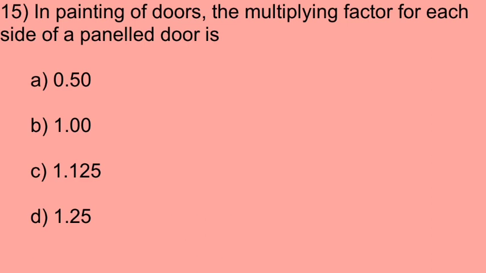And if it is for double side, it will change. That is, it will be double of 1.125. So if it is considered as a double side, it will be 2.25.